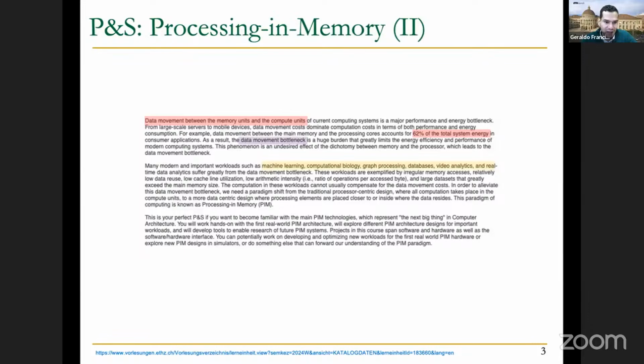And this creates basically a data movement bottleneck for a series of applications. I mentioned large language models here, for example, but it's the same for other applications like bioinformatics, graph processing, databases, and so on and so forth.